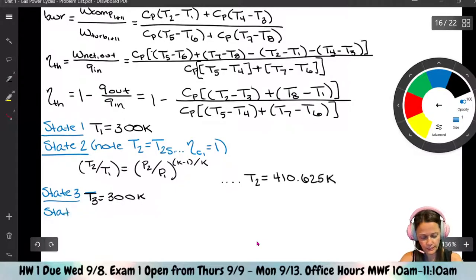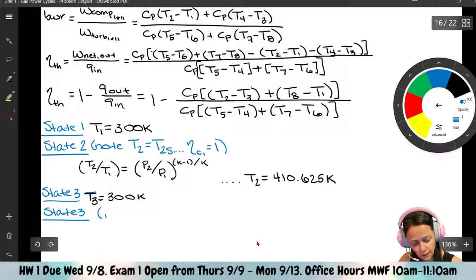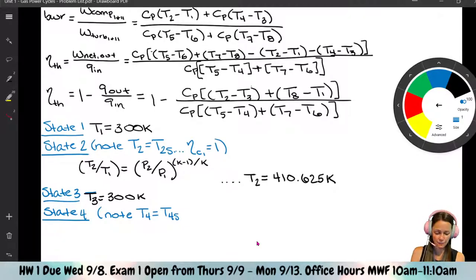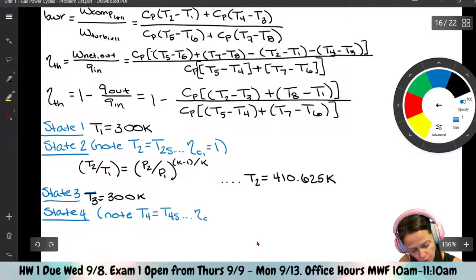Now we're going to state 3. So this is after the compression process in the second turbine. And same kind of thing. Oops, I know, this is not state three, it's state four. I don't have to figure out a different T4S and then T4 because the isentropic efficiency is one. So those two things are the same thing. Isentropic relationship for an isentropic process.